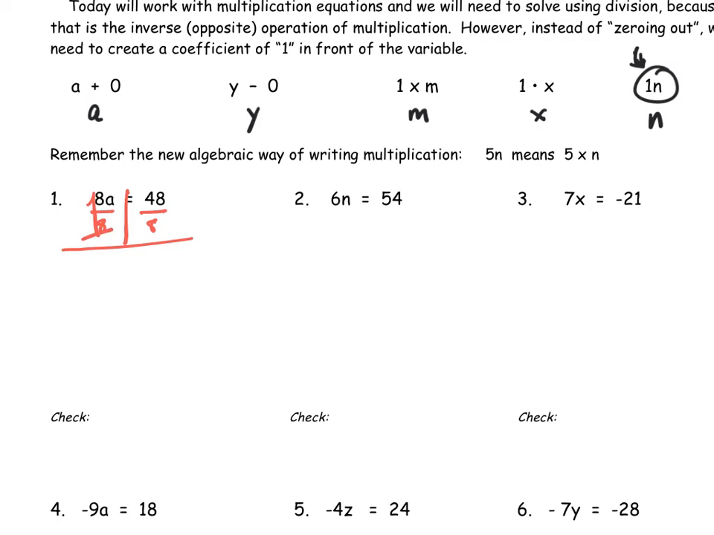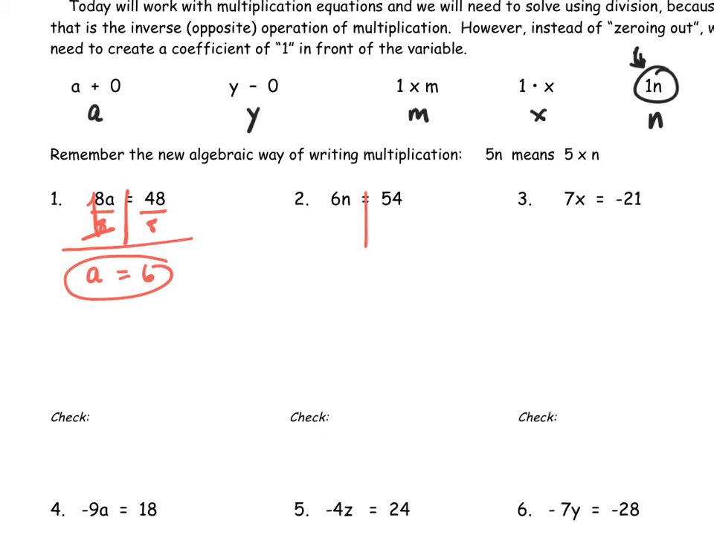This becomes 1. 8 divided by 8, any number divided by itself is 1, leaving the a. That's the reason we did that. We want the variable by itself, and the answer is 6. Based on this, I'd like you to pause the video and do 2 on your own.